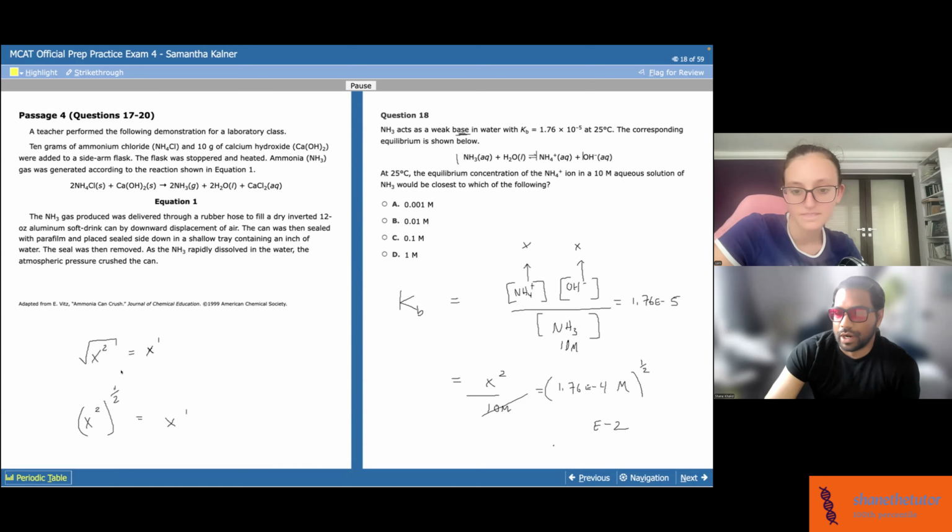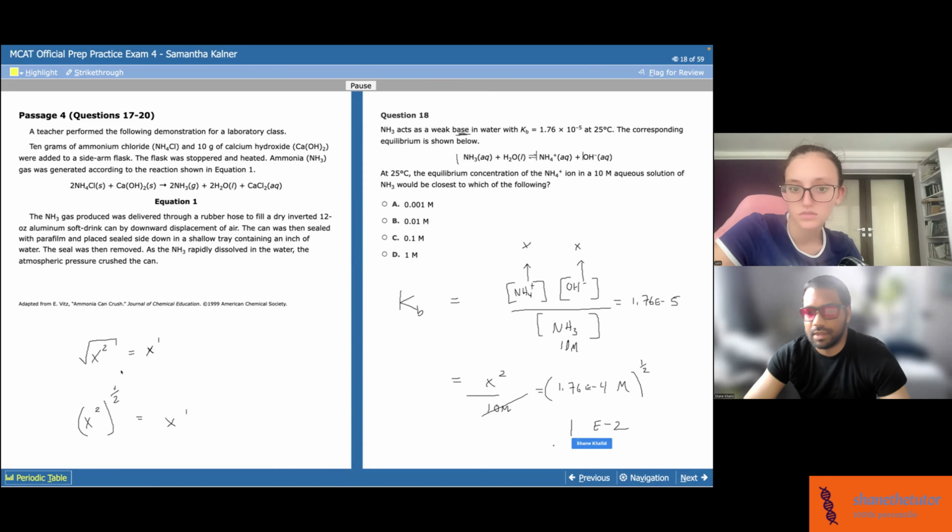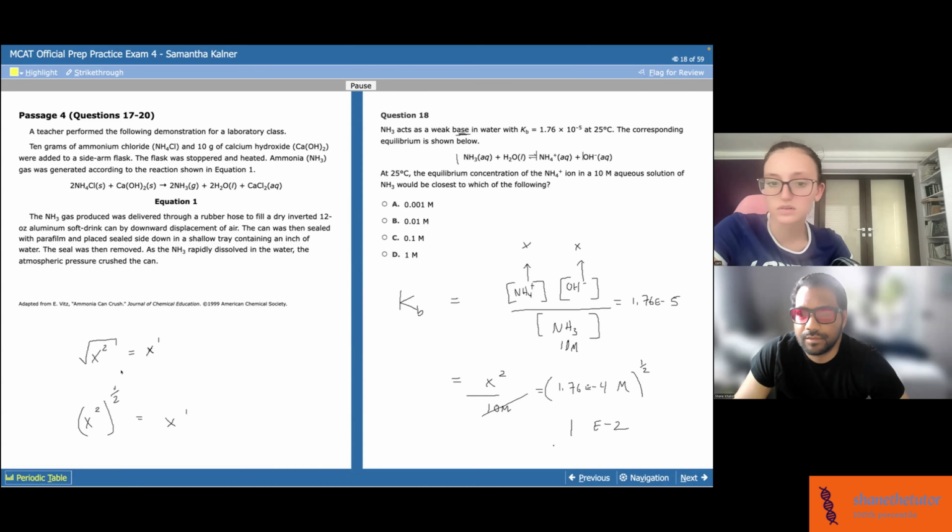And then the 1.8 or whatever, we can put something like 2, or like 1 point something. All the choices have a 1 in it, so we could just say 1 times e to the negative 2. 0.01. Yep.